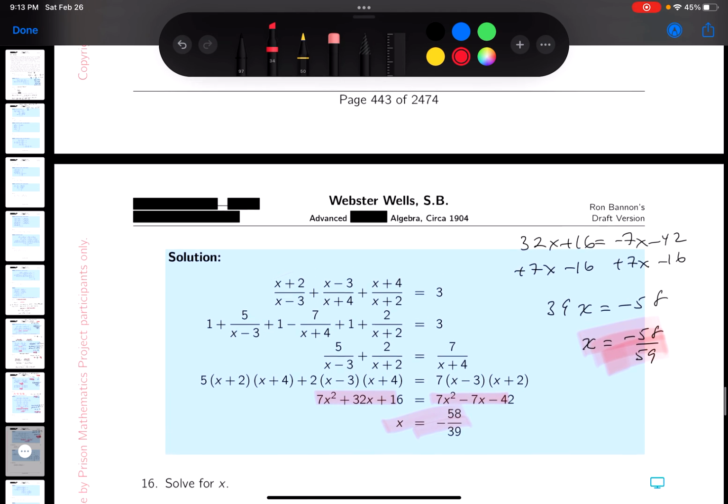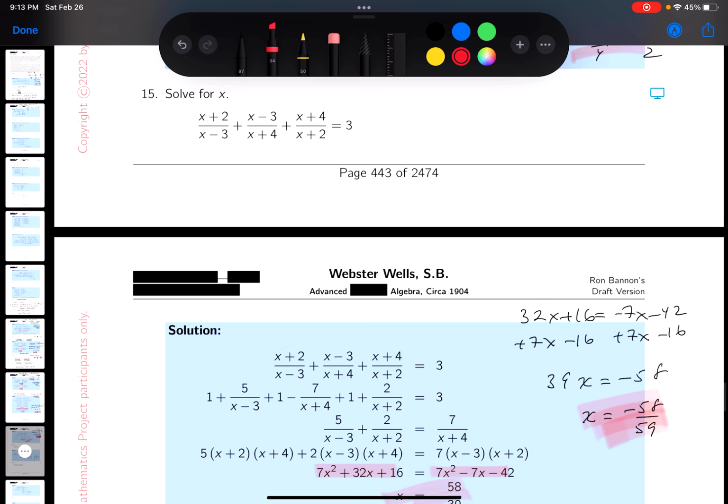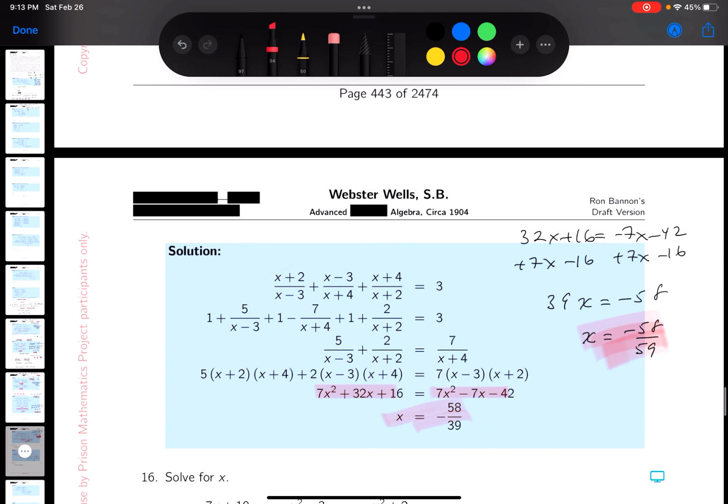But here, before I say it's a good number, I know it's not 3. I know it's not minus 4. I know it's not minus 2. So it appears to be a good number. Did I check it? No. All right? Which brings me to another point.